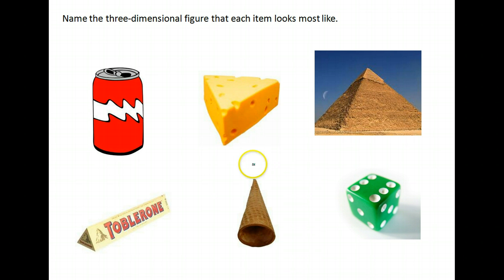Alright, let's name what these three-dimensional objects look like. Are they a prism, a cylinder, a pyramid, or a cone?